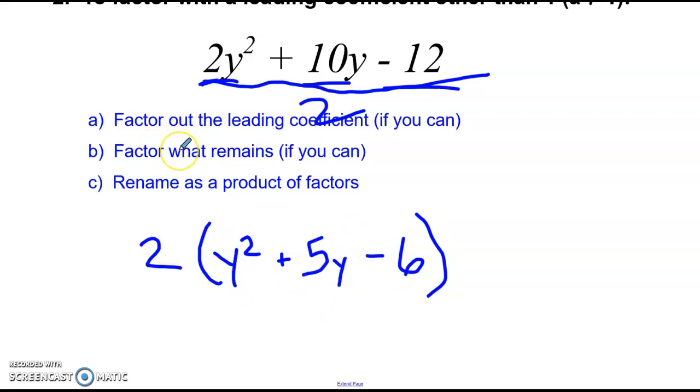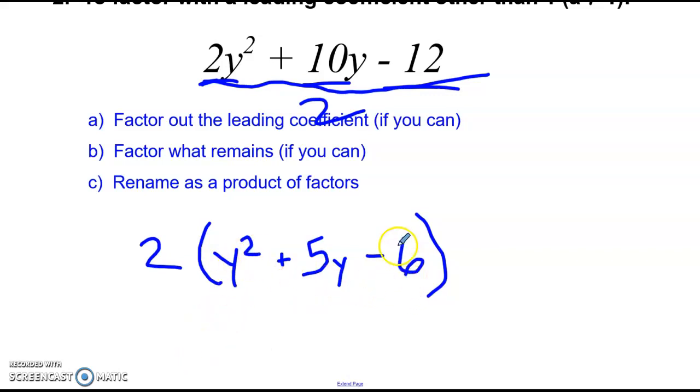Now step B is to factor what remains, if you can. You won't always be able to. Sometimes we get to this and we look at what's here, we say, hey, we can't factor it. There's nothing else that can be done. In this example, we can though. So we're still leaving this 2 out here, but you can ignore it for now. This trinomial inside the parentheses has a leading coefficient of 1. Oh, that's perfect, right? Because now this is really easy to factor.